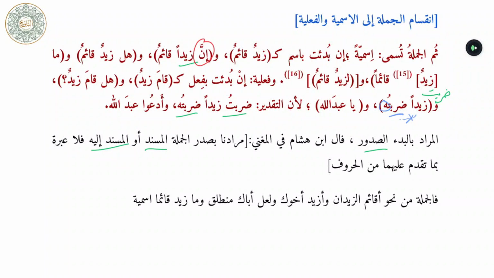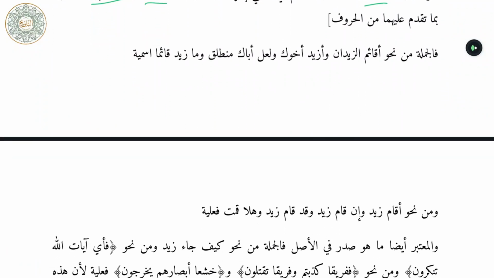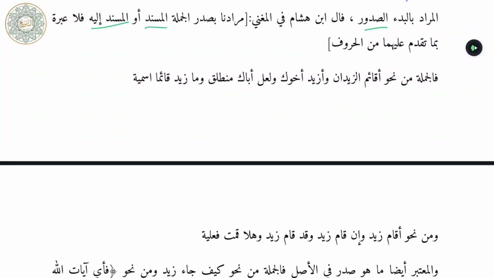Alright. That is very simple and it's very easy to understand. What if you have a sentence starting with an ism al-fi'l? Is that a jumla ismiya or a jumla fi'liya? We say that's a jumla ismiya. Why? Because at the end of the day, an ism al-fi'l is an ism. And likewise, أقائم الزيدان, الزيد أخوك, ولعل أباك منطلق, ما زيد قائمة, all of these are jumla ismiya. And on the other hand, أقام زيد, إن قام زيد, وقد قام زيد, وهلا قمت, these are all jumla fi'liya.